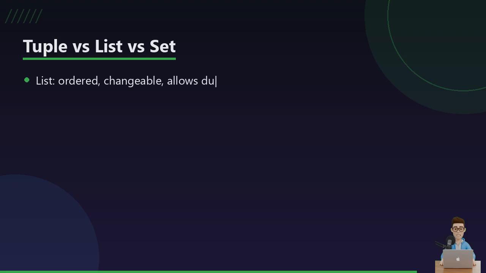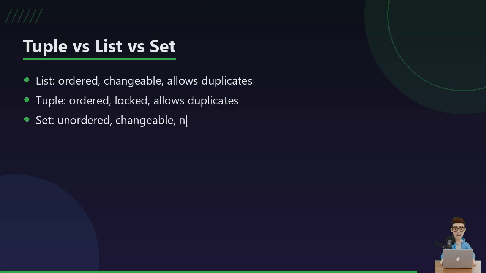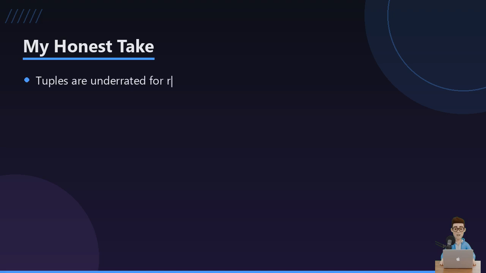Let me put these side by side. A list is your everyday flexible container, a tuple is that same ordered idea but frozen solid, and a set throws away order completely in exchange for uniqueness and fast lookups. Picking the right one is really just answering, do I need order, do I need to change it, and do I need duplicates gone?